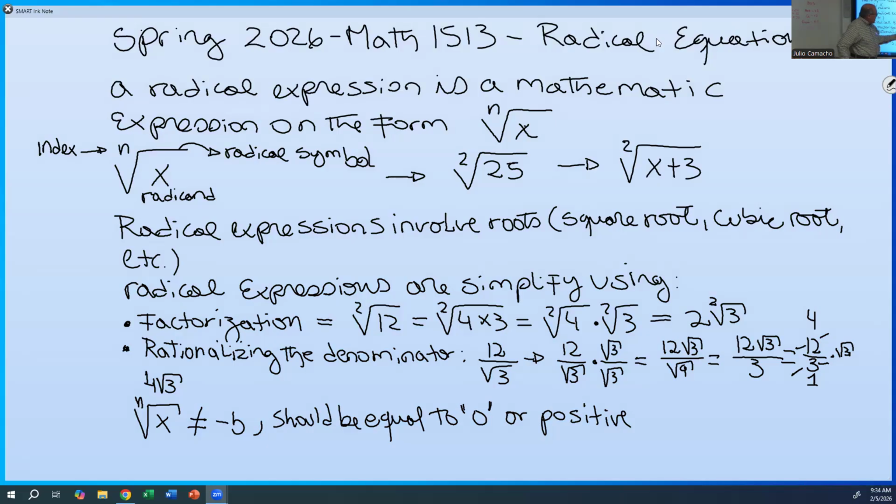We can divide this multiplication into two products of factors, the square root of 4 and the square root of 3. Then the square root of 4 is 2, and the final answer will be 2 times the square root of 3.